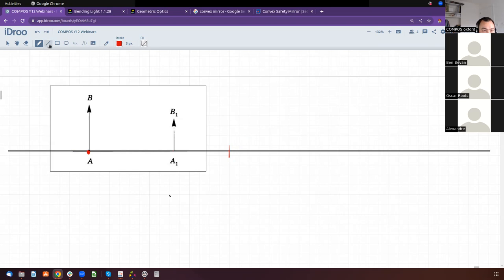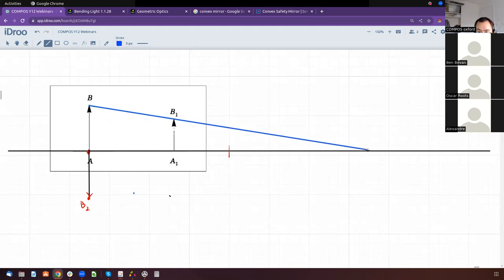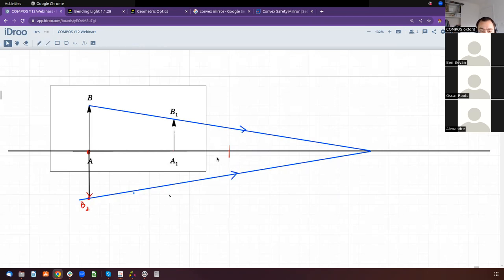That means that if you flip B upside down, let's call it B2, the ray starting from B will end up in B2. And then traveling like this. So the mirror must be here. That's how we find the position of the mirror.